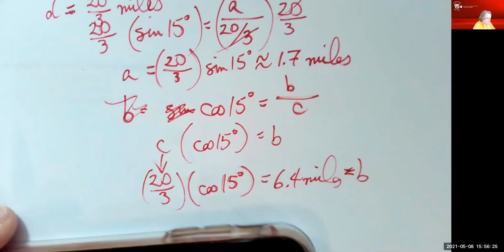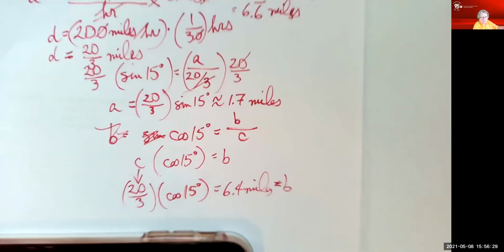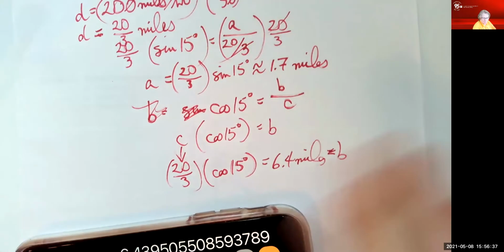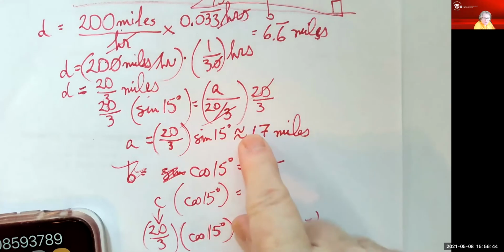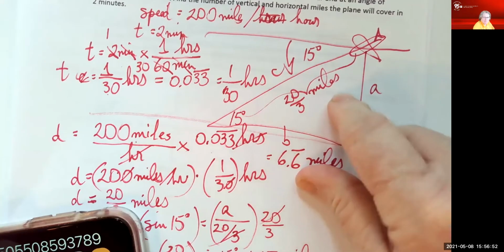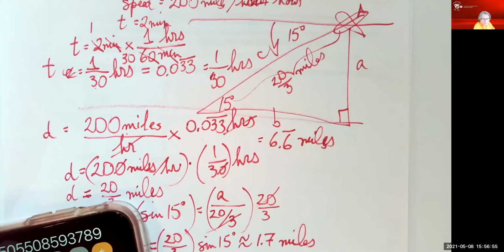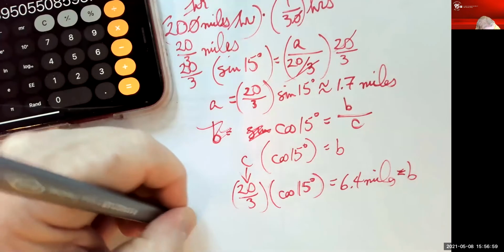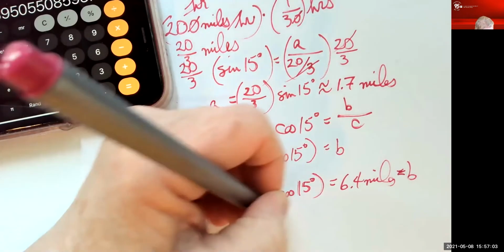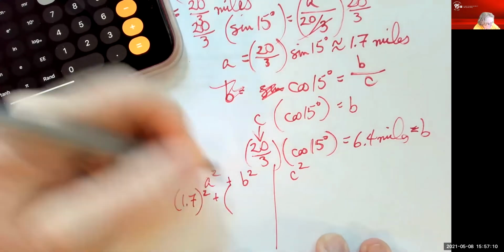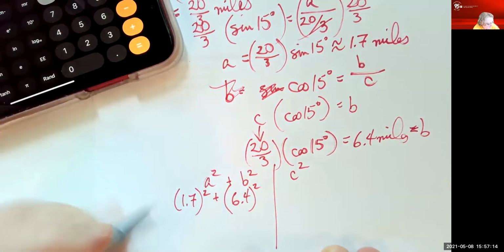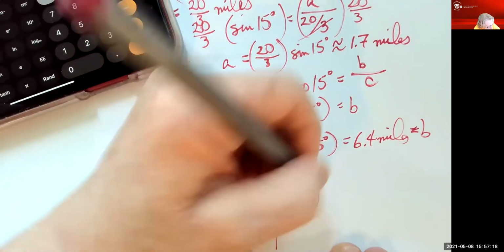Is there a way I can check my answer? I'm going to try to zoom out here a little bit. All right, so we've got B is approximately 6.4 miles. A is approximately 1.7 miles. And we know that side C is 20 over 3 miles. How can we check our work? Excellent. We know that A squared plus B squared should be C squared.